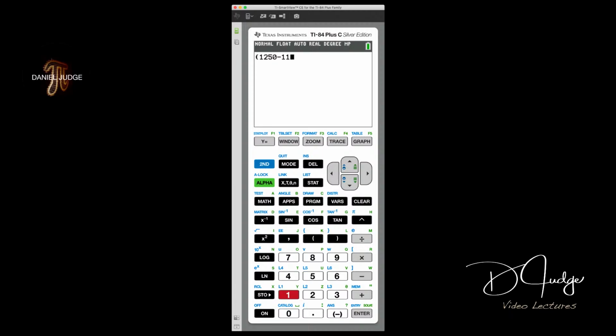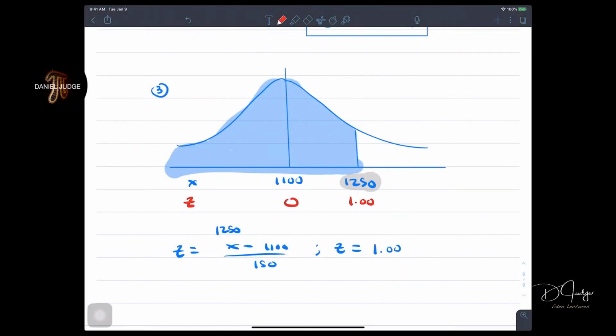$12.50 minus 1100 divided by 150, and we get 1. So the Z-score here is 1.00. Okay, that's pretty good. So let's ask you guys this question. What'd you end up getting here?